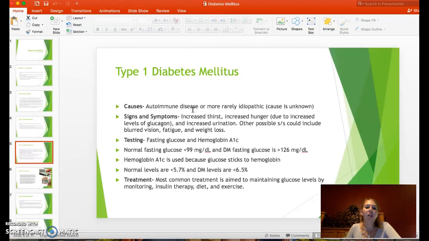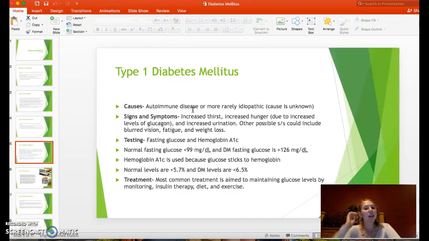So causes, like I said, it's an autoimmune disease. More rarely it is idiopathic, which means the cause is sometimes unknown. Signs and symptoms, you're going to see increased thirst, increased hunger, which is due to the increased levels of glucagon, and increased urination. Other possible signs and symptoms could include blurred vision, fatigue, and weight loss.